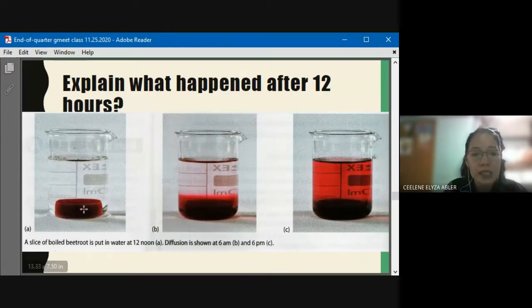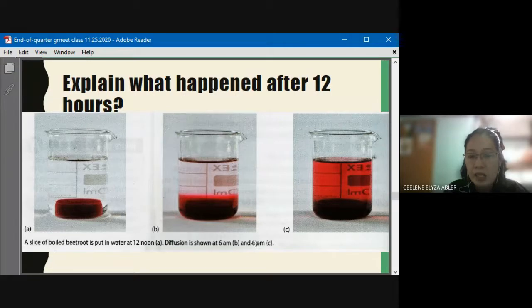So this is your beetroot, which is placed in water. So you notice that at 6 a.m., so this is 12 noon, 6 a.m., ang ibig sabihin this is 12 plus 6, that is 18 hours later. So this is 18 hours later. You notice that the diffusion is actually andito na level.